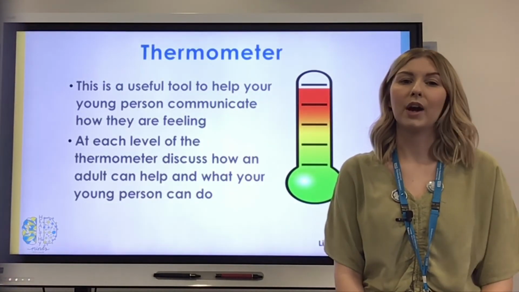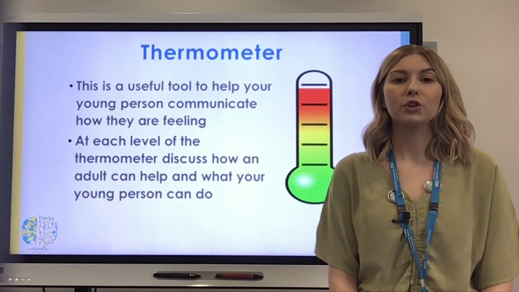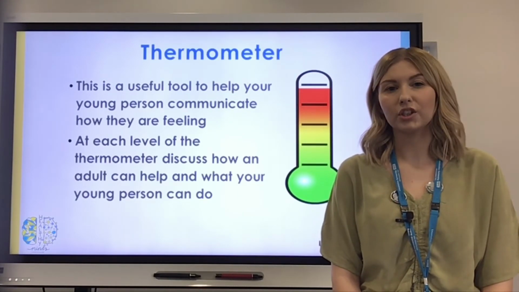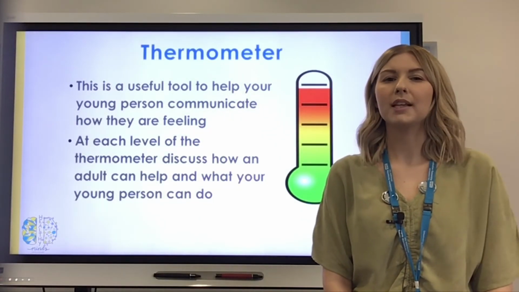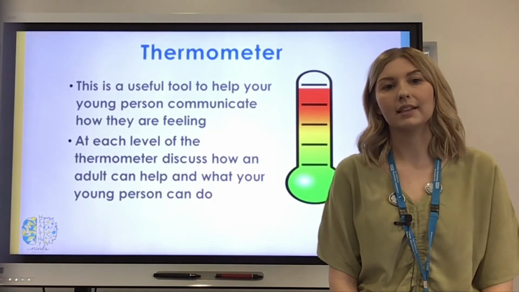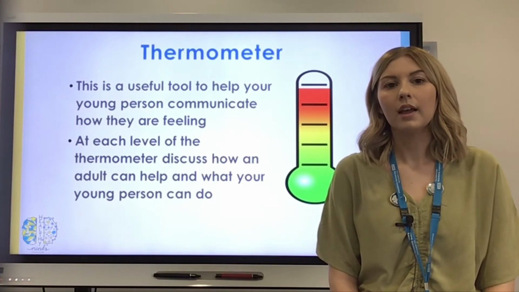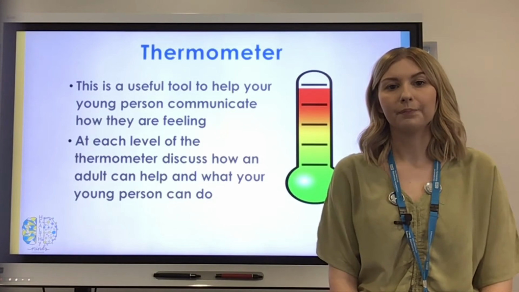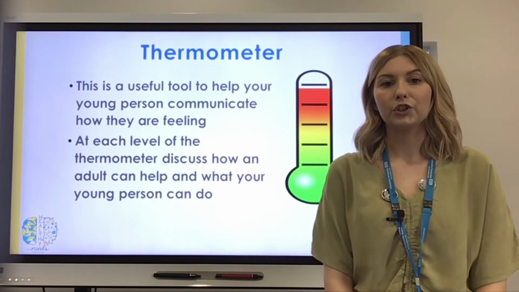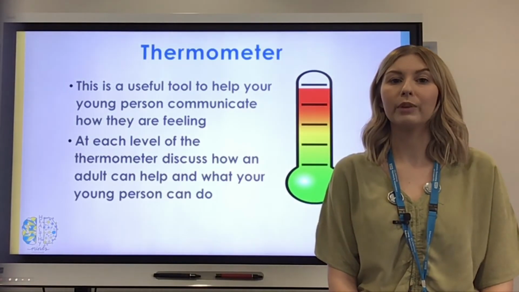It's really important to practice this in advance, as when your child is mid-meltdown or highly anxious, it's unlikely to work. It's important to put these strategies in place beforehand to stop them getting to that stage. There is a worksheet on the thermometer in your booklet on page 15. Once you've completed this workshop, we would like you to try it at home with your young person.